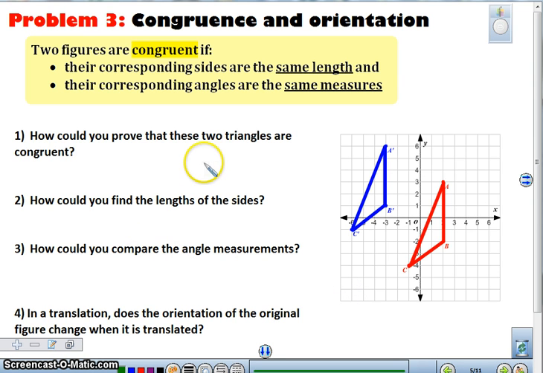You'll be doing similar ones in your homework tonight. Sometimes you're asked to draw it, other times explain. It says two figures are congruent if their corresponding sides are the same length and the angle.